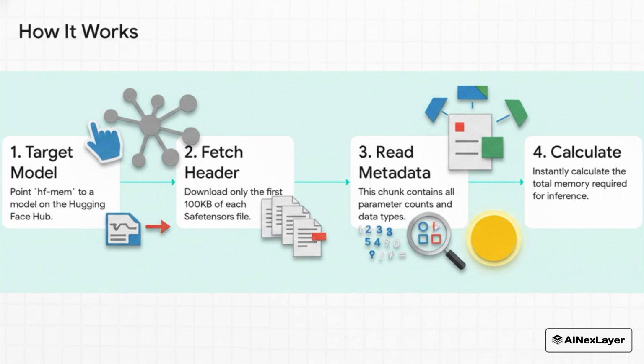Okay, so here's the breakdown of how it actually works. It's really just 4 simple steps. First, you just point the tool at a model on the Hugging Face hub. Then, it uses a neat little web trick called an HTTP range request to grab only the first 100 kilobytes of each file. That's it. That tiny little chunk has all the metadata it needs, the parameter counts, the data types, everything. And from there, it just does some quick math. It's simple, it's elegant, and it is incredibly fast.